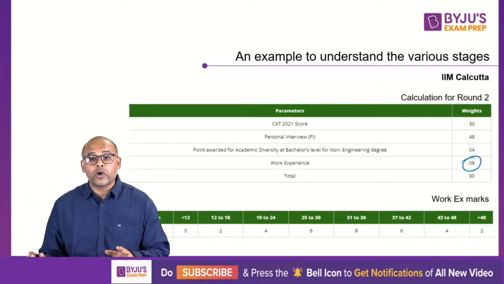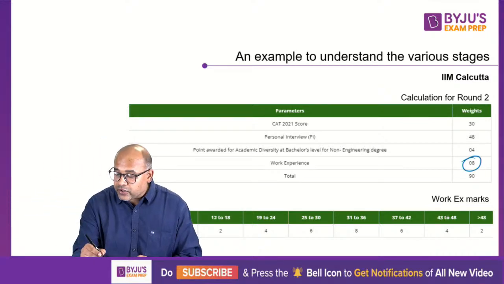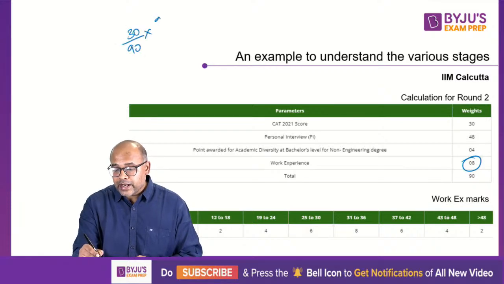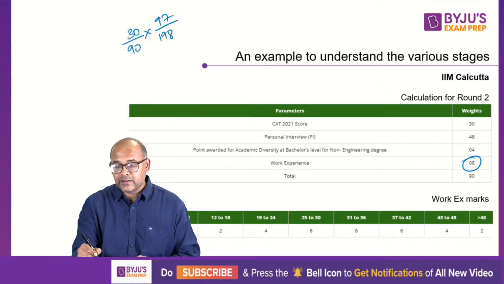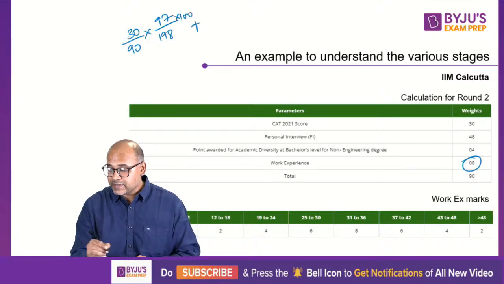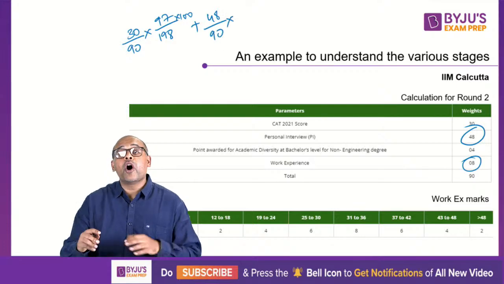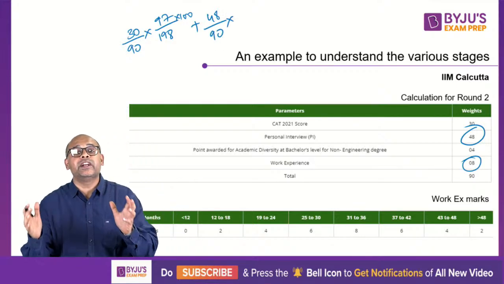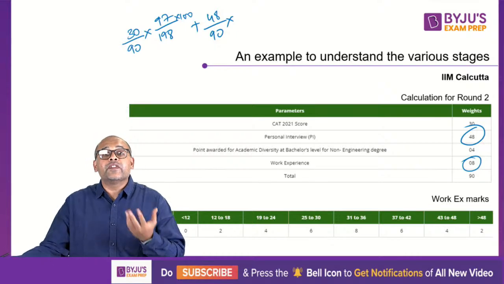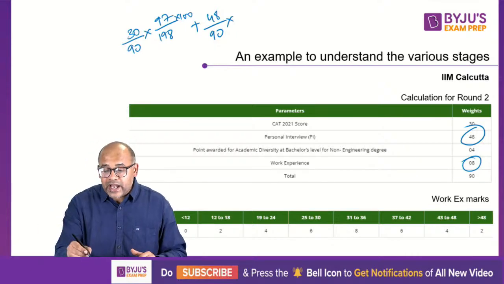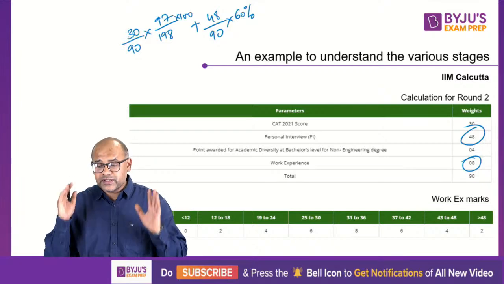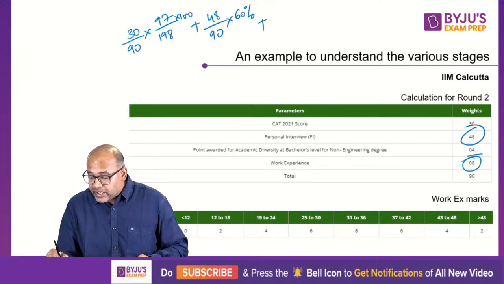So what happens? What do they do here? They will once again look at your score. So 30 out of 90, into CAT score, so 97 out of 198, into 100 plus, then there's a personal interview, 48 out of 90. Now how much percentage? Let's say personal interview is for 100%. Out of that, how many marks did I get? Let us say I got 60% in my interview score. So 60 into plus.